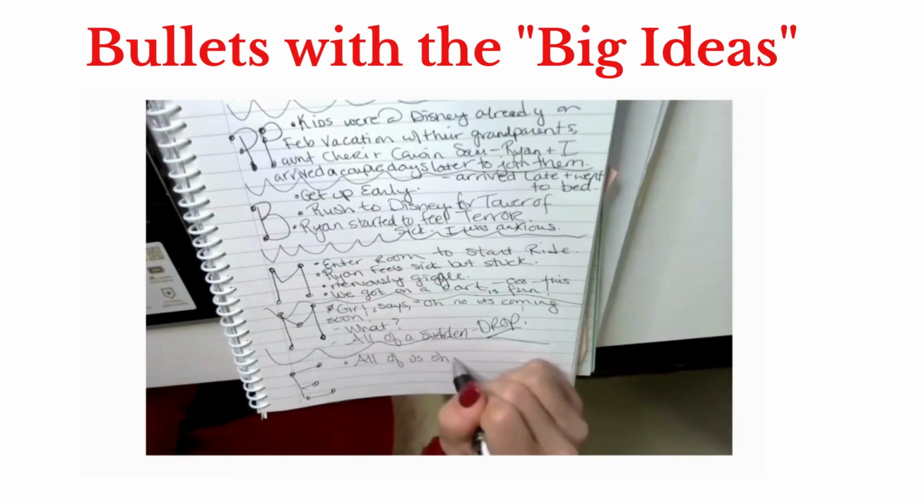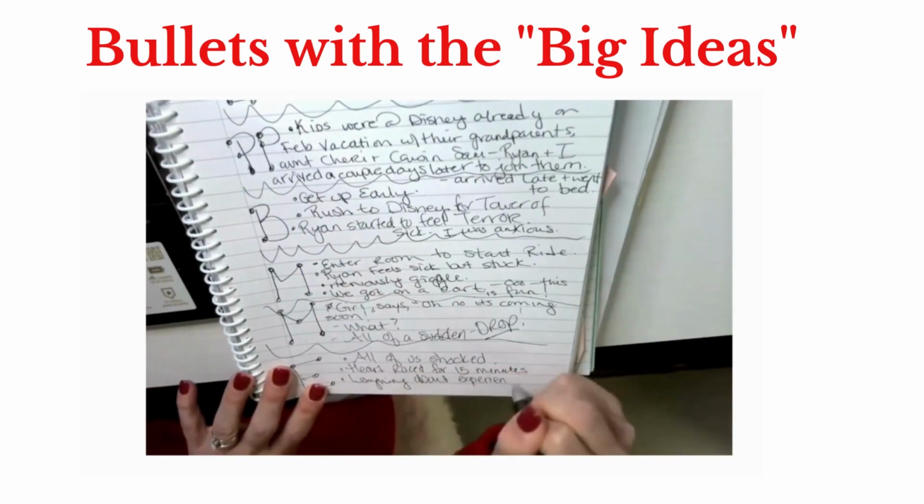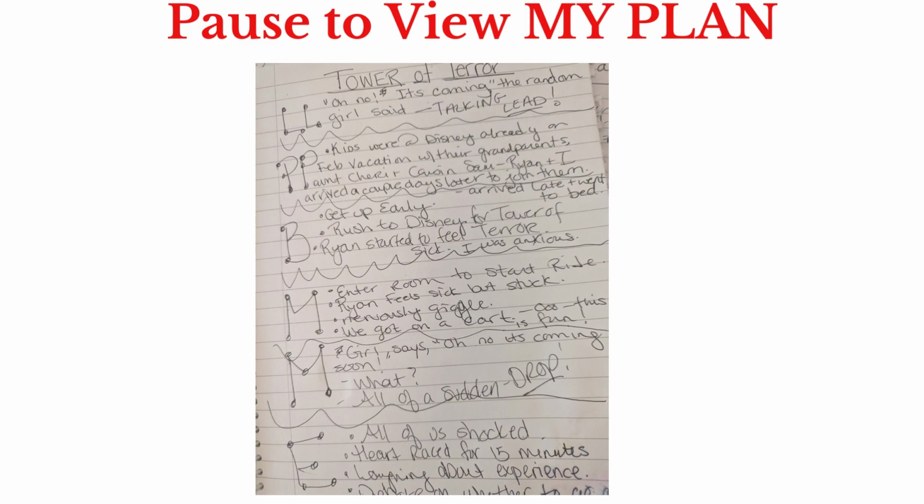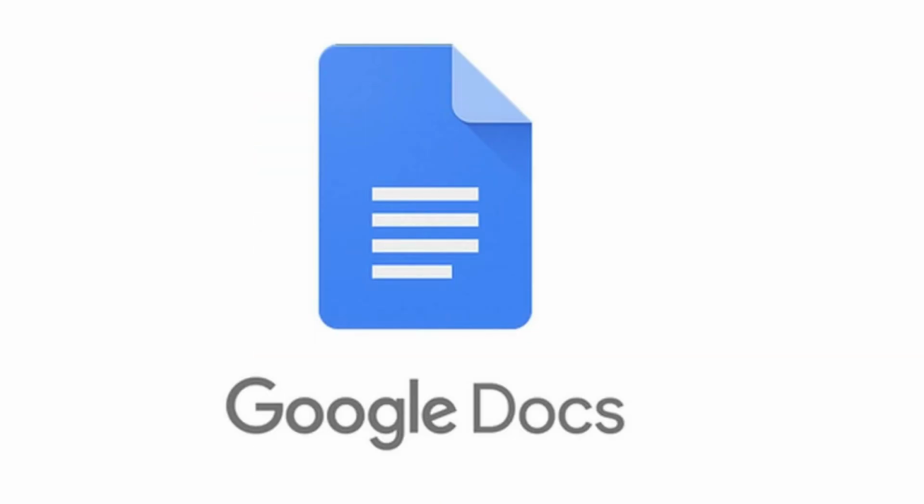Later, you will use this as a reference when you go to write the actual story, which will be the next step. You may pause here to take a peek at my plan for the Tower of Terror personal narrative. Now you will want to open a document to do the actual writing of your personal narrative.